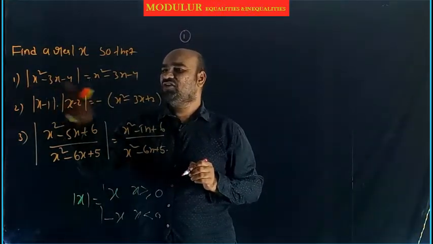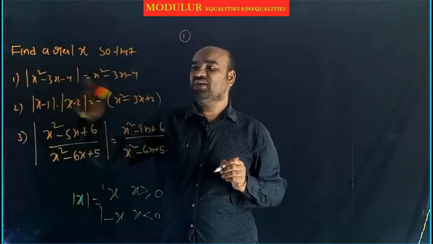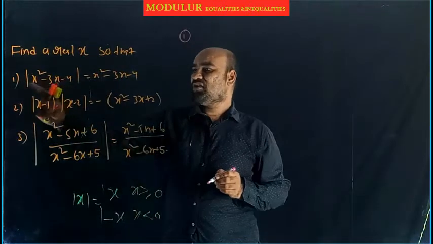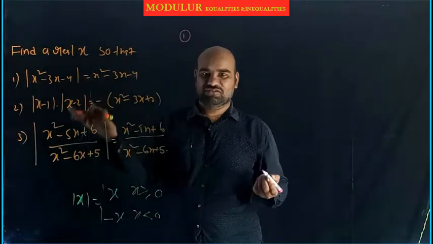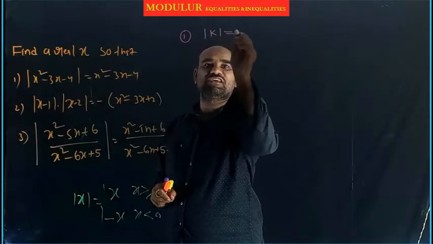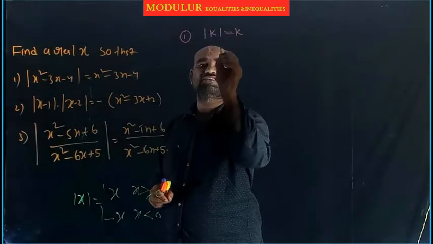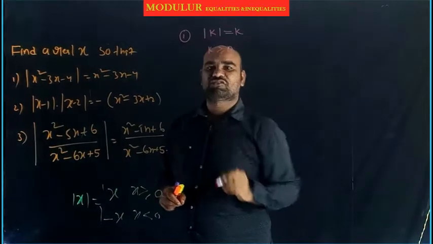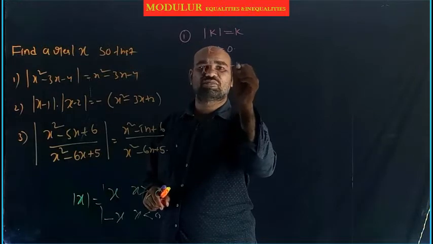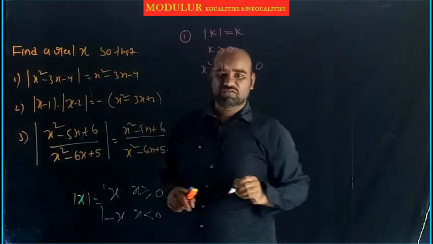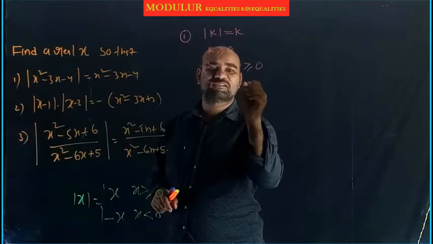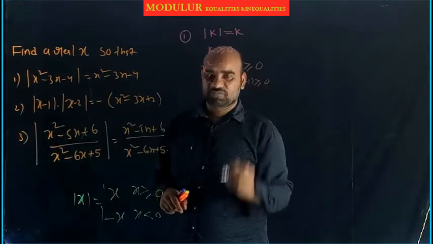Mod k equal to k. Mod x equals x when x is greater than or equal to 0. So mod k equal to k means k should be greater than or equal to 0. Here k is x square minus 3x minus 4, greater than or equal to 0. You can factorize this as x minus 4 into x plus 1 greater than or equal to 0.